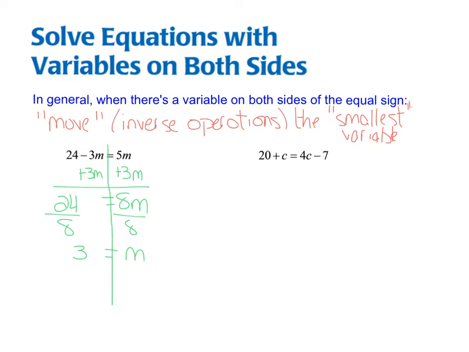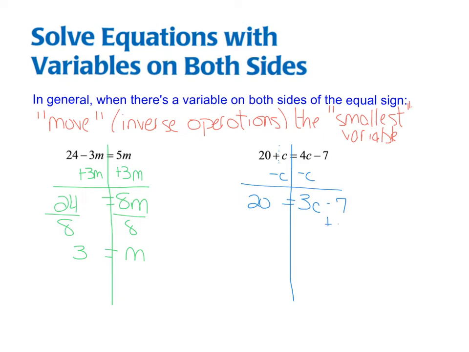All right, next one. If you find it helpful, draw a line through that equal sign so that you can look more clearly at the left side and the right side. I have a 1c on the left, a 4c on the right. 1 is less than 4. It's a positive 1, so the inverse operation would be to subtract 1c from both sides. The 20 comes down, c minus c is 0. 4c minus 1c is 3c, and then I bring down the minus 7.